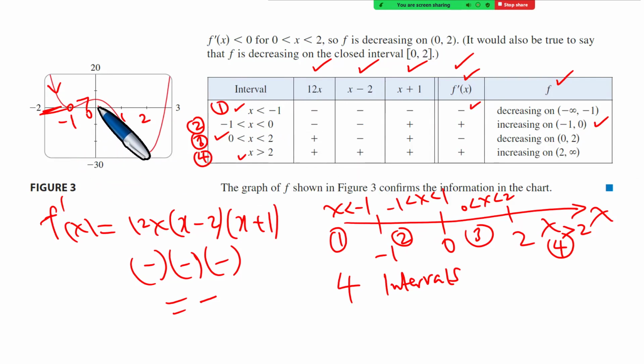Between x equals 0 and 2, what is the function doing? It's decreasing. It is going down. Yes. From here, it is going down, down, down, down, decreasing. And also now, when you look at the part x bigger than 2, it's doing what? It is going up. It is an increasing function.